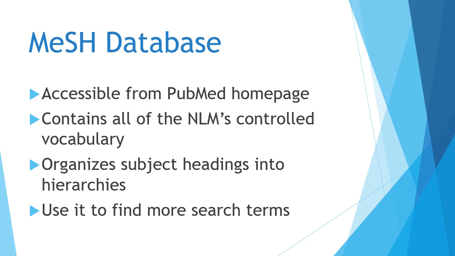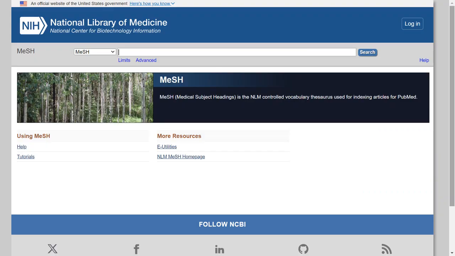The MeSH database is another way to find more search terms so you can be sure you're locating all the research about your topic. There's a link to it on the PubMed homepage, and it contains all of the NLM's controlled vocabulary. Subject headings are organized into hierarchies, as we shall soon see. Here's the MeSH database homepage, very simple and easy to navigate.